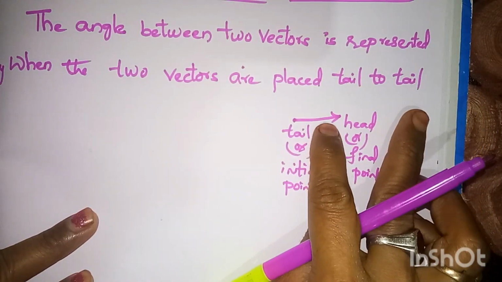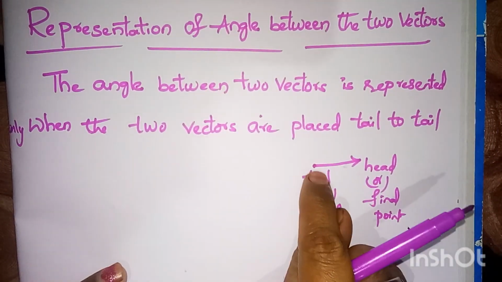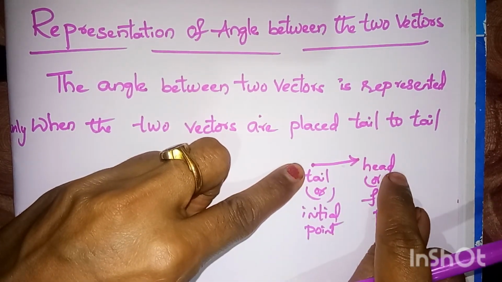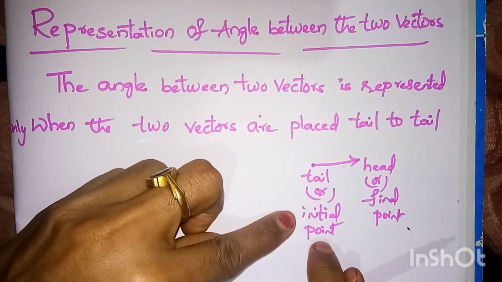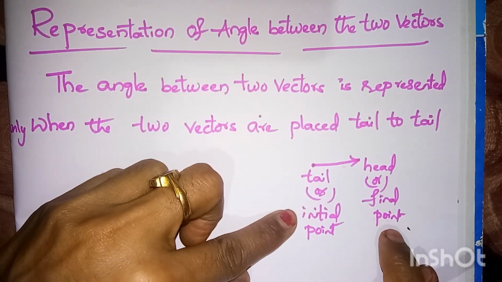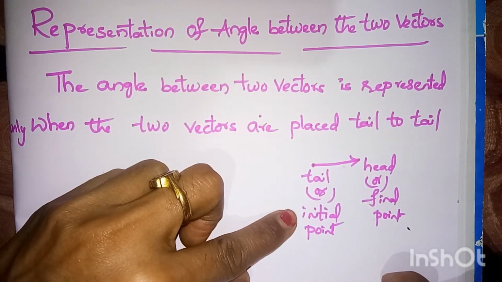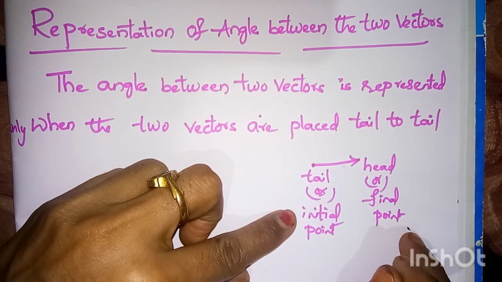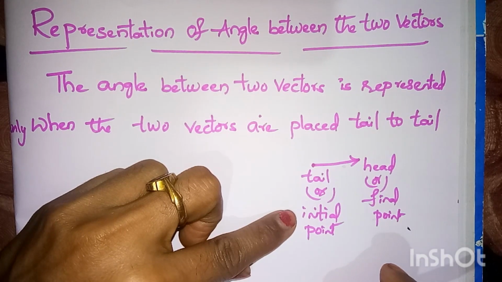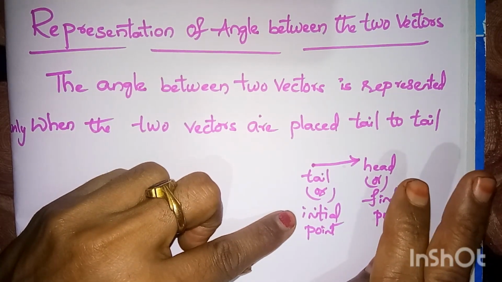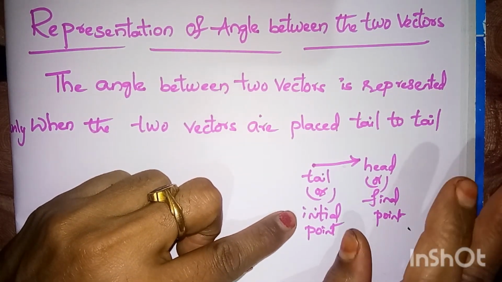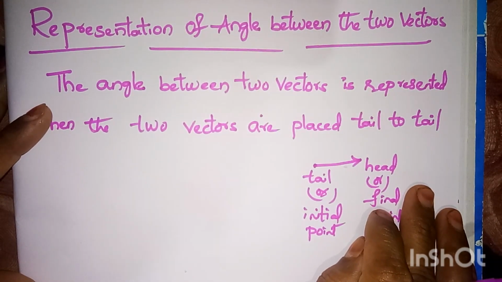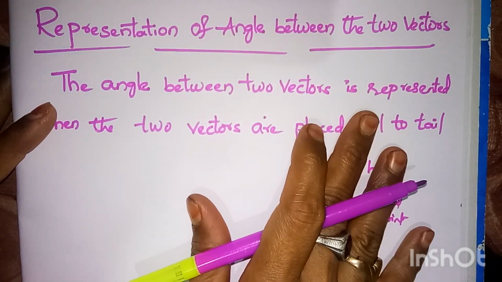So this is the vector representation. These points represent the tail and these points represent the head. The tail can also be called the initial point and the head can be called the final point. So the two vectors' tails are placed or joined. Joining those two tails, we can find the angle between two vectors. Now I am going to explain some examples to understand this topic very easily.